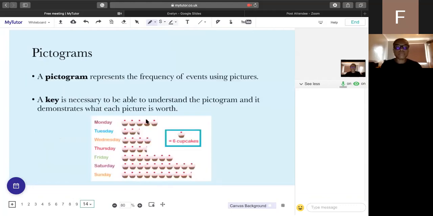So the next graph that we're going to go through is a pictogram. A pictogram represents the frequency of events using pictures. So again, just like comparative graphs, a key is absolutely necessary. Otherwise, we don't know what the picture represents. A picture could represent 2 cupcakes in this case, or 5 cupcakes, but they've told us that it's 6. So we know how many cupcakes for each day was sold.